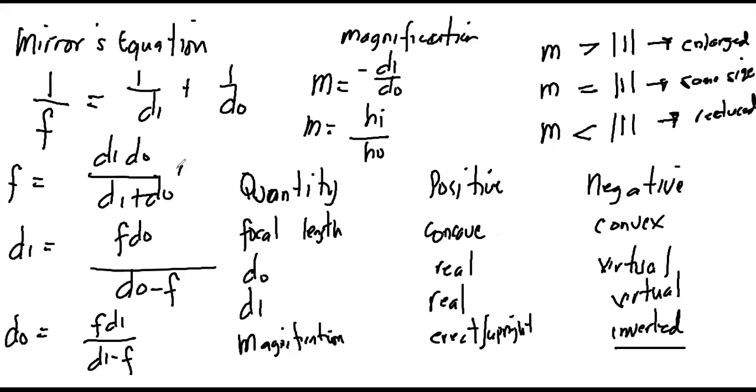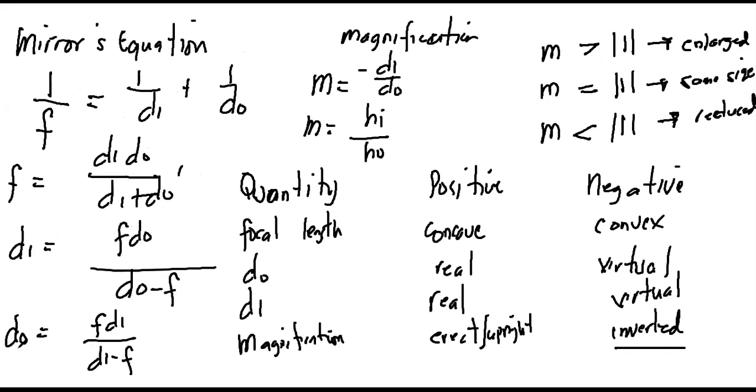In the mirror's equation, the formula is that the reciprocal of the focal length is equal to the sum of the reciprocal of the distance of the image and the distance of the object. So 1/f = 1/di + 1/do. Your f could be solved by di times do divided by di plus do. If the image distance is what we are searching for, then di = f times do divided by do minus f.